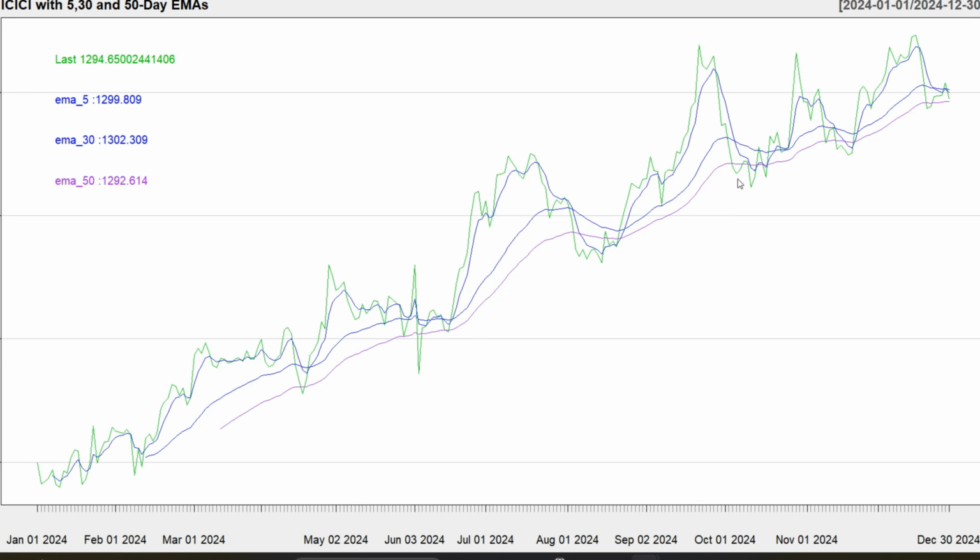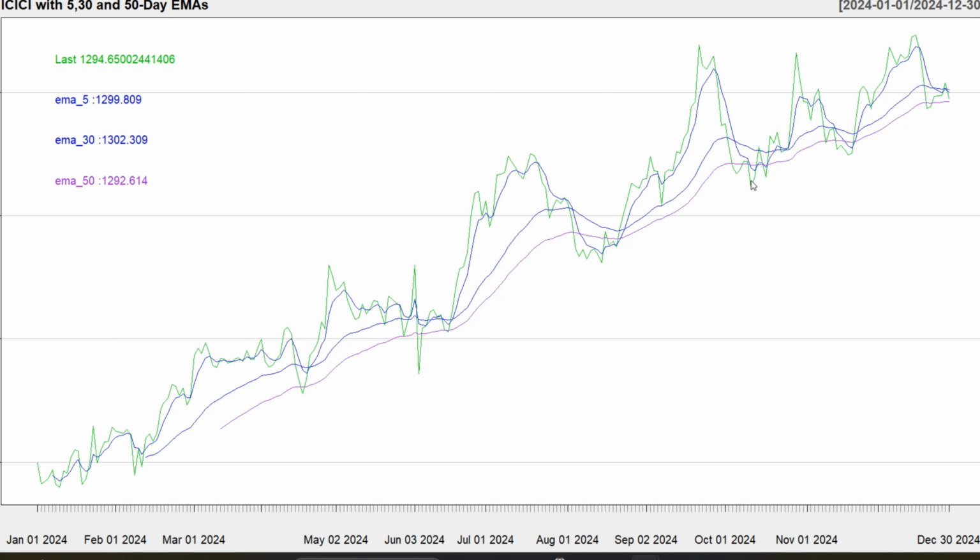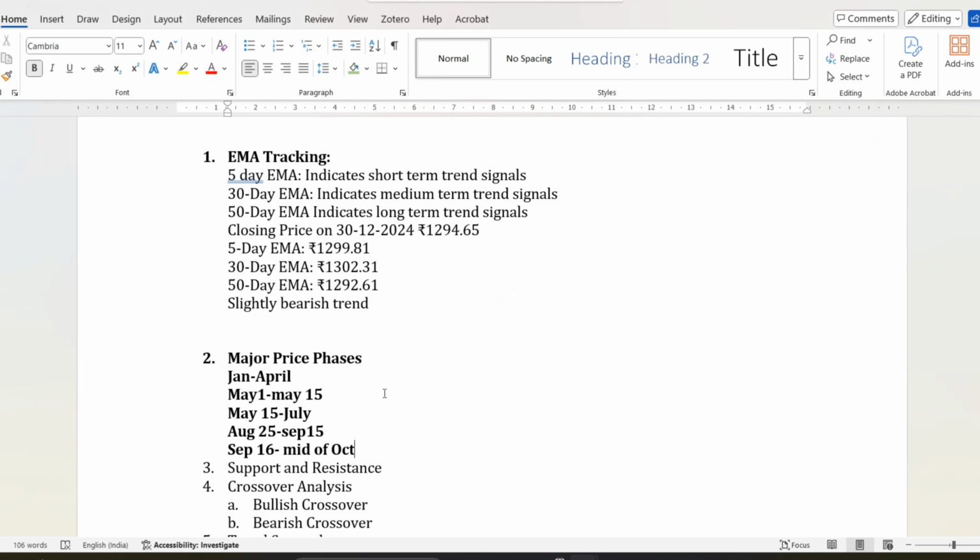Again a sharp downward trend till October we observed. So September 16 to mid of October. If you can't make out the dates, you can just mention mid of October. Again a sharp downward trend was observed. Then after that, again a sharp upward trend. One phase, you can divide into 15 days to 30 days segments and write your observations here. That is your major price phases.